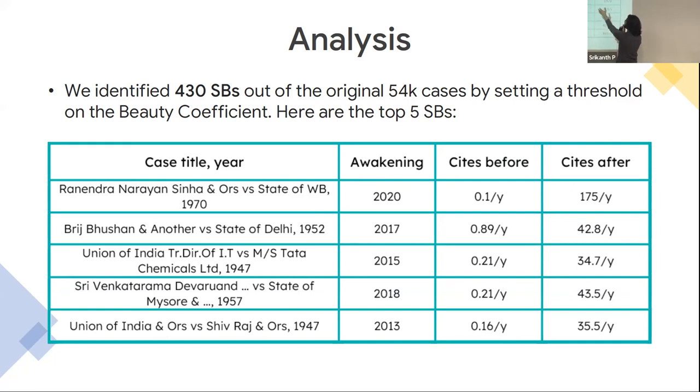Similarly, you'll notice that the citations before being awakened are very low, on the order of 0.2 or 0.89. But the citations after being awakened are exponentially higher, two or three orders of magnitude higher. And we're trying to analyze what makes these cases significant.